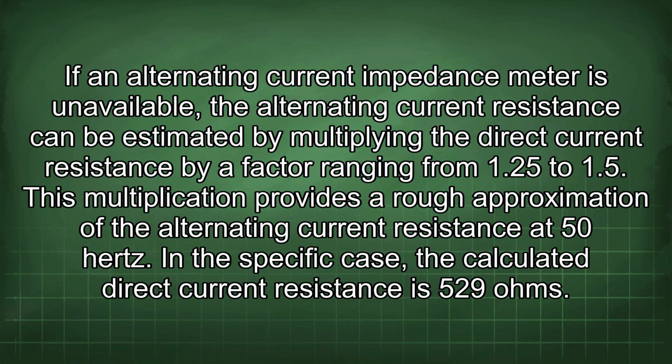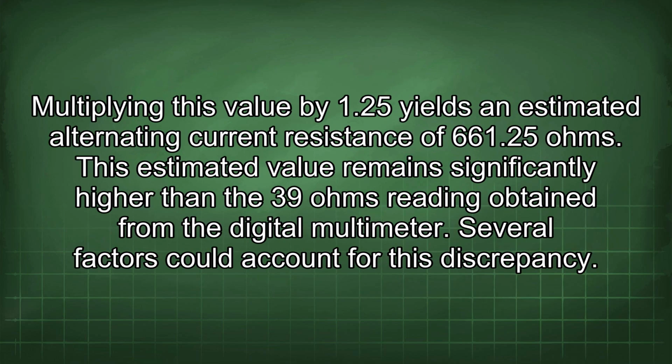If an alternating current impedance meter is unavailable, the alternating current resistance can be estimated by multiplying the direct current resistance by a factor ranging from 1.25 to 1.5. This multiplication provides a rough approximation of the alternating current resistance at 50 Hz. In the specific case, the calculated direct current resistance is 529 ohms. Multiplying this value by 1.25 yields an estimated alternating current resistance of 661.25 ohms.